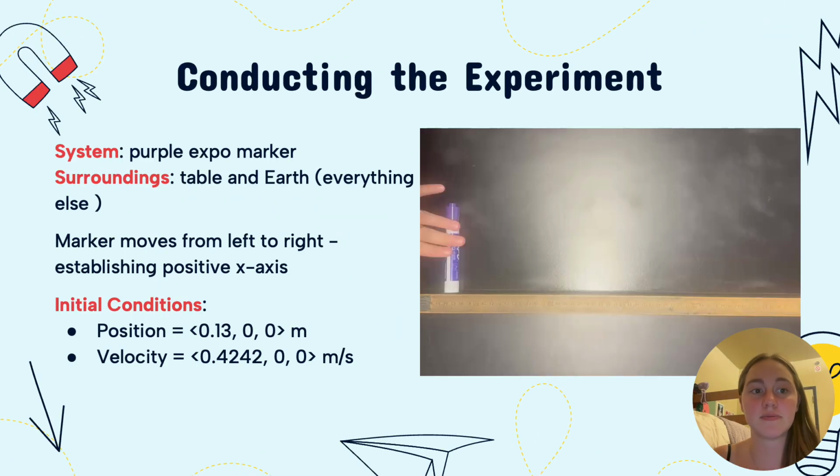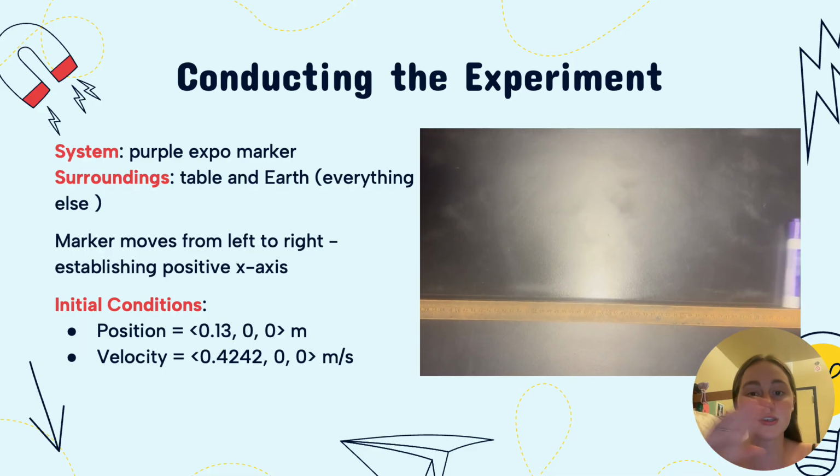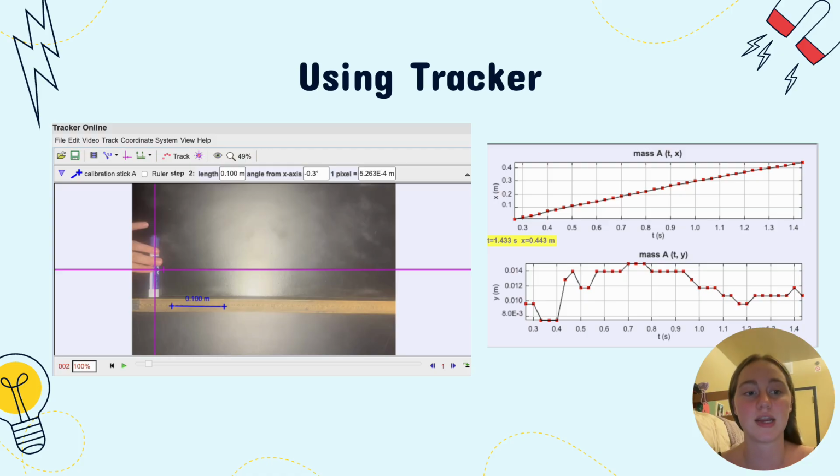To conduct the experiment, the purple expo marker was chosen as the system, and the table and earth were chosen as the surroundings. The marker moves from left to right, establishing a positive x-axis. The initial conditions chosen were a position of 0.13 meters in the x-axis and an initial velocity of 0.4242 meters per second. This is a video recorded that was then uploaded to Tracker to get the analysis data.